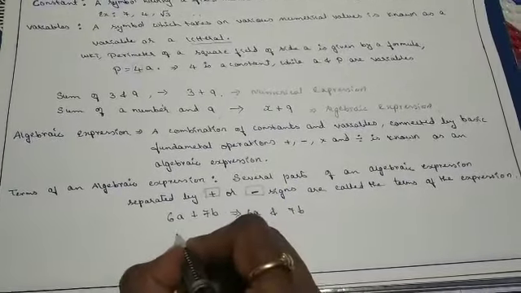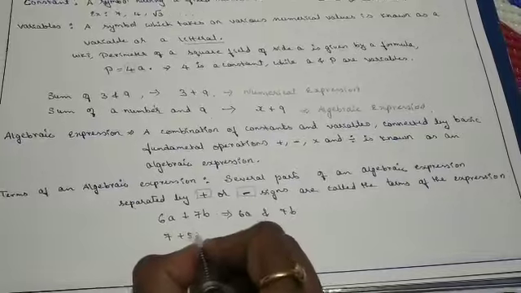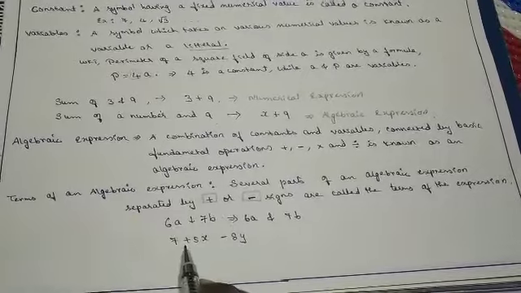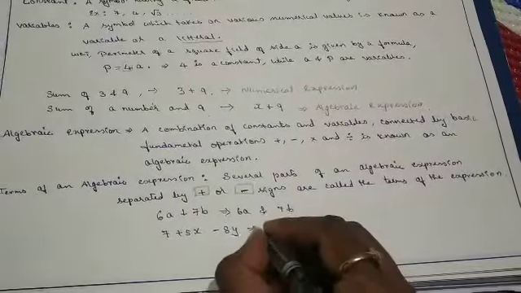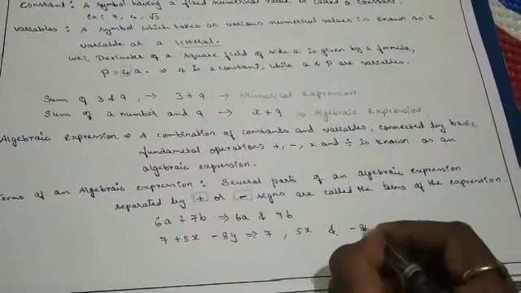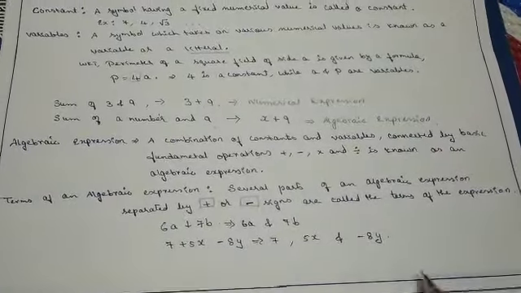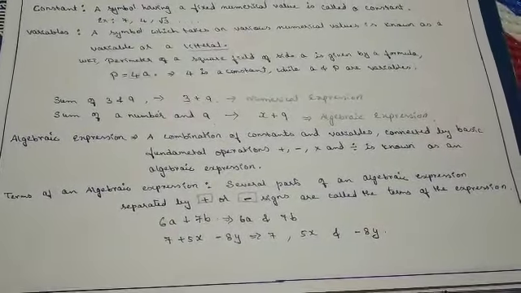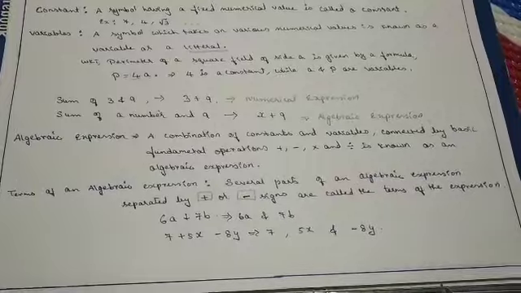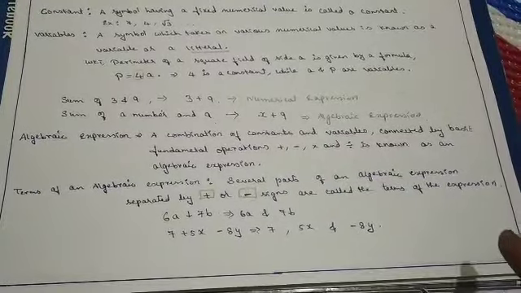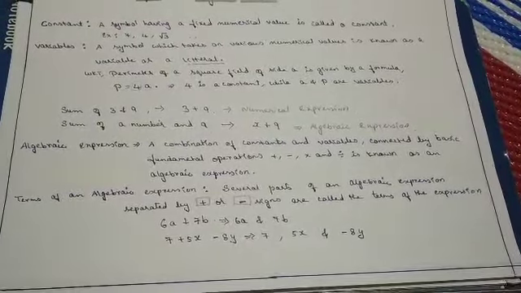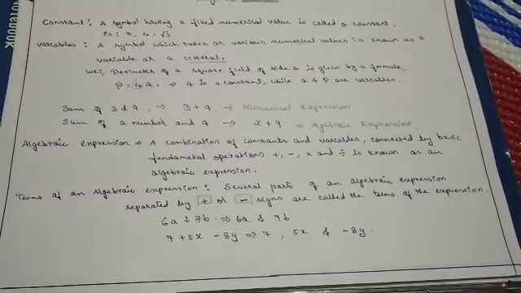Let me give another example: 7 plus 5x minus 8y. Here, this algebraic expression consists of three terms. What are those? 7, 5x and minus 8y. So these are called the terms of an algebraic expression. Various types of algebraic expression we also have. If the expression consists of one term, then the expression is said to be a monomial. If the expression consists of two terms, binomial, three terms, trinomial, and so on.